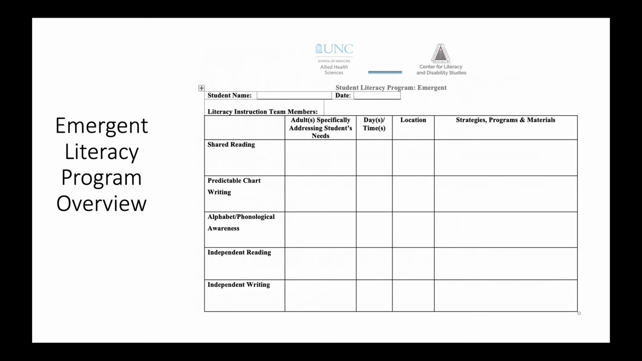One way that we carefully review the literacy programs for specific students is through this type of overview document. This example is for emergent literacy. You'll see that there are 5 primary interventions listed down the first column. For each intervention, you're asked to work as a team to identify the adult or adults who are specifically addressing the student's need or delivering each instructional routine. The days and time during each week when that work is being done, where it's being done, and any specific strategies, programs, or materials that are used.